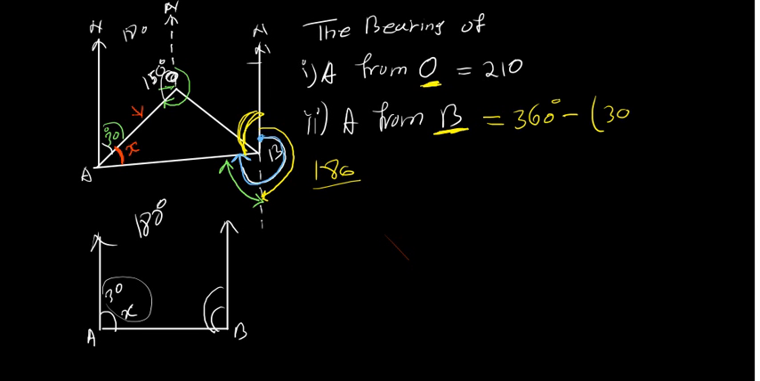Or rather, I would say 180 minus what? 30 plus X. So when you add these two, you subtract them from 180, then what you get subtracted from 180, that would be your answer.